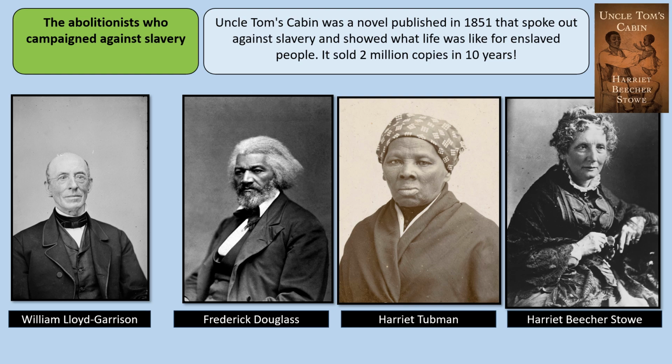So these are the main abolitionists who campaigned against slavery: William Lloyd Garrison, Frederick Douglass, Harriet Tubman. And then Harriet Beecher Stowe was significant because she wrote a book called Uncle Tom's Cabin. It was a novel published in 1851 that spoke out against slavery and showed what life was like for enslaved people. It sold 2 million copies in 10 years and was really influential in changing many people's minds about slavery in the United States of America and what the experience for enslaved people was. So that was a really significant event as well.